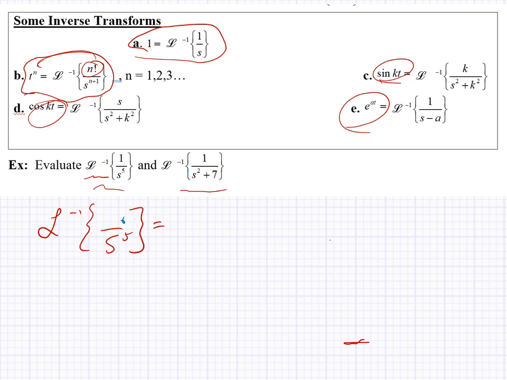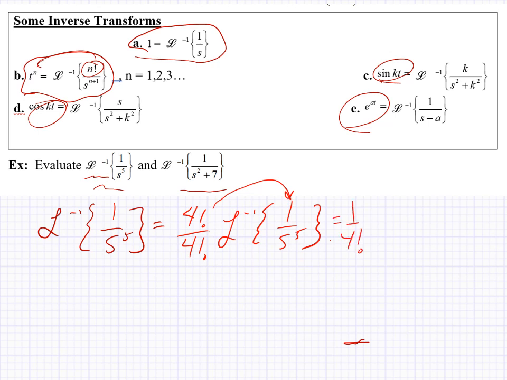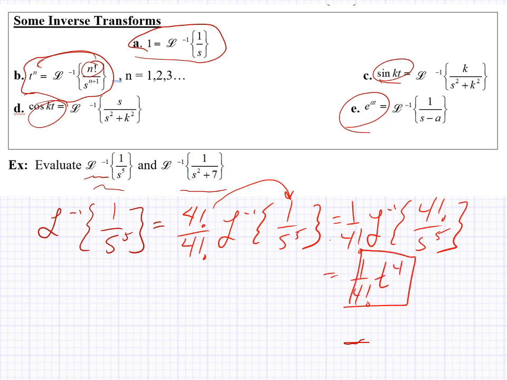Well, remember, we have that linearity property, right? So what we can do here is multiply by 4 factorial over 4 factorial for this inverse Laplace transform of 1 over s to the fifth. We could pull constant multiples out, but we can also put constant multiples in. So I'll put this 4 factorial in here. So I have 1 over 4 factorial times the inverse Laplace transform of now 4 factorial over s to the fifth. So then I'm going to get 1 over 4 factorial t to the fourth. So there's my answer. Pretty simple.